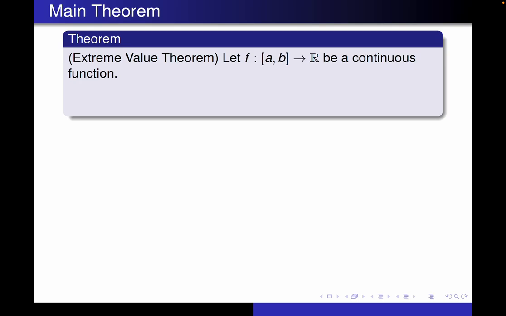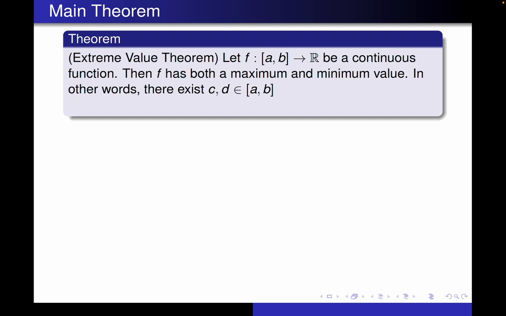So now we're ready to prove our extreme value theorem. All we have to do is figure out that second issue, right? Let f be a continuous function from the closed interval [a, b] to the real numbers. Then f has both a maximum and a minimum value. In other words, there are two inputs, c and d, such that every output is greater than or equal to f of c and less than or equal to f of d.